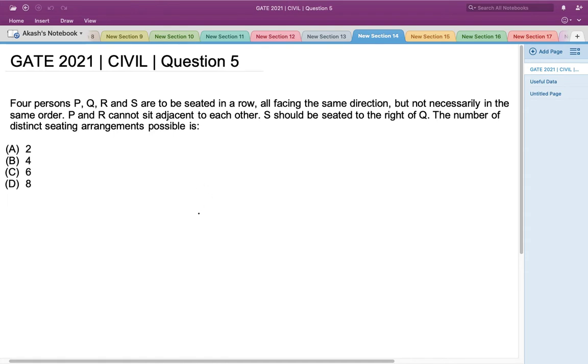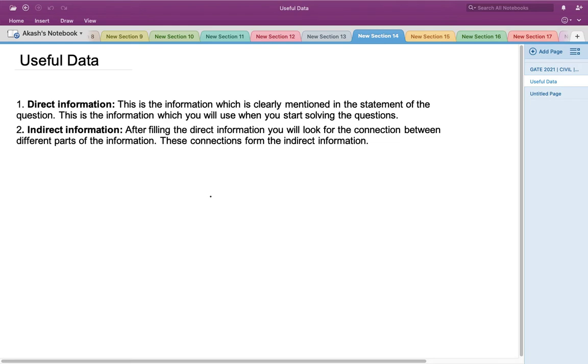So, this is a type of question that involves arranging things, and to solve this question, let's first have a look at some useful data. The useful thing to keep in mind is that in such problems, we always have to look for the direct and the indirect information. The direct information encompasses the things that are clearly mentioned in the statements of the question. So this is the information which we will begin with in solving such questions.